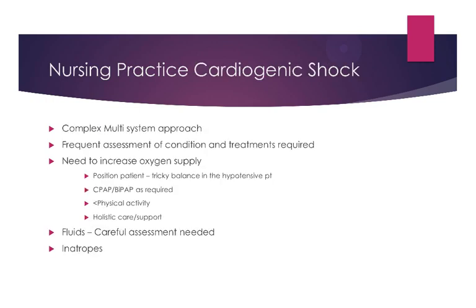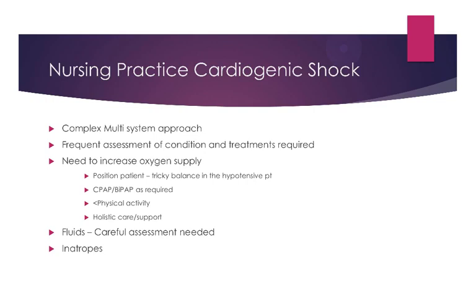So when caring for our patients with cardiogenic shock, it certainly requires a complex multi-system approach. So frequent assessment of the condition and treatments would be required. These patients would be in an intensive care unit or on the coronary care unit, and their heart rate and blood pressure would be constantly monitored. We'd need to do frequent ECGs as well, and troponins as well, to assess the level of cardiac muscle damage.